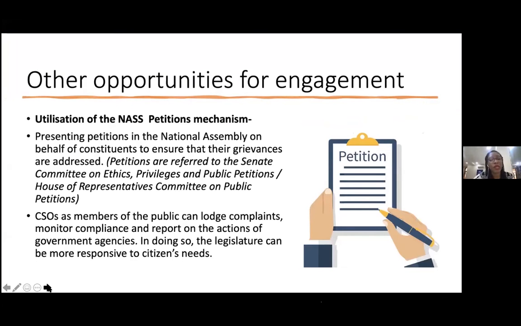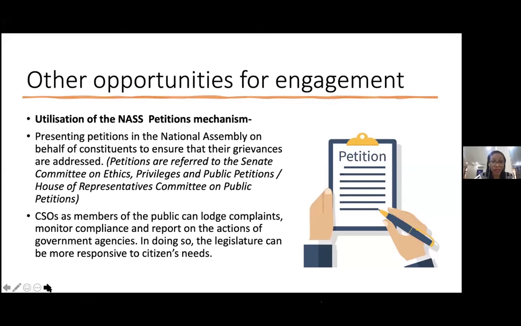Then, of course, there's no way we can have this conversation without mentioning the National Assembly's petitions mechanism. The National Assembly has a committee on public petitions. In the Senate, it's referred to as the Committee on Ethics, Privileges and Public Petitions, while in the House of Representatives it's the Committee on Public Petitions. They take in petitions against government agencies and MDAs, present them by motion on the floor of the House, then conduct an investigation and give a verdict.